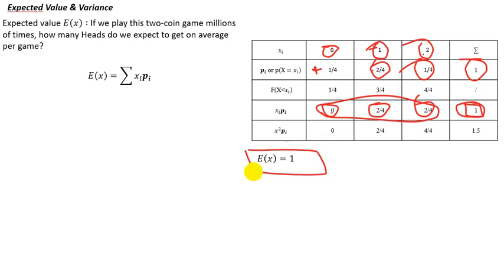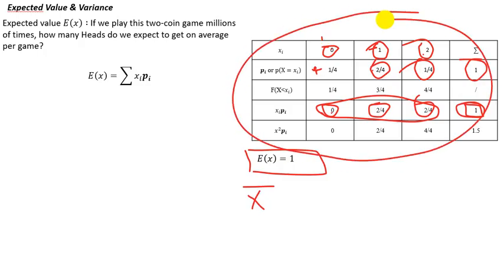As I said again, for x bar we take each value in our data set and weight it by its frequency. But here, with random variables, we take each value and weight it by its probability.